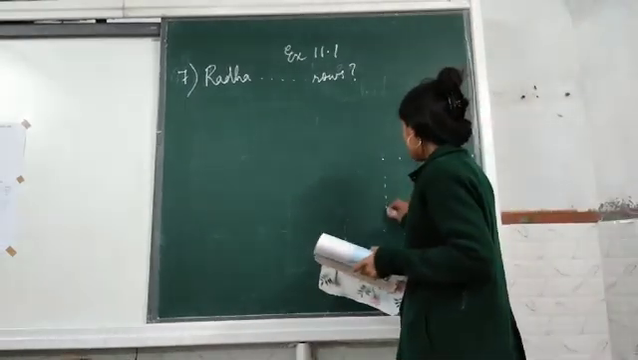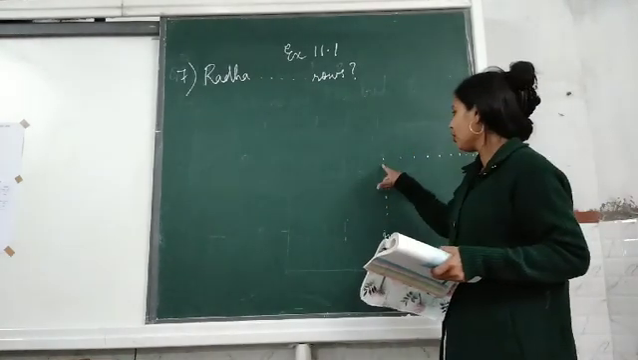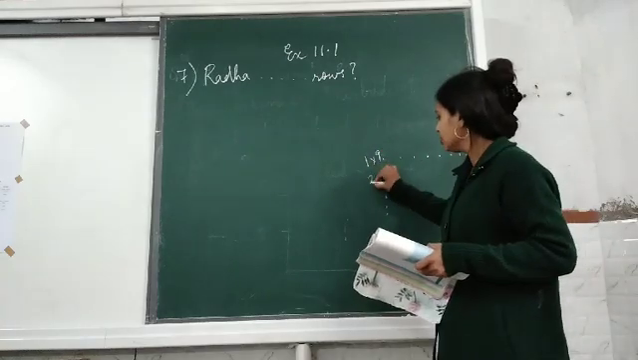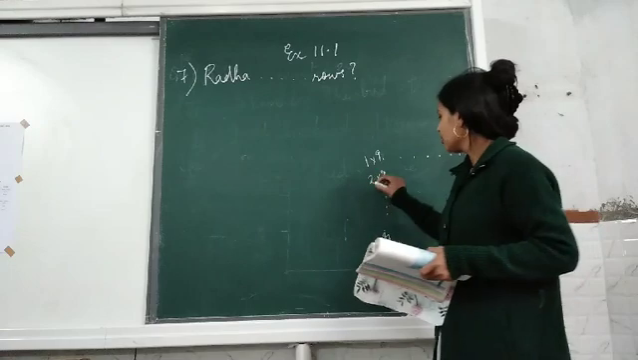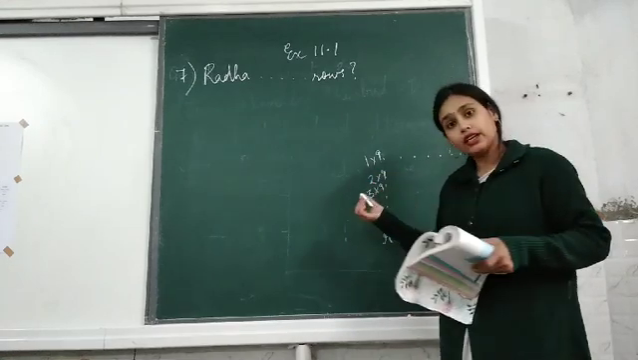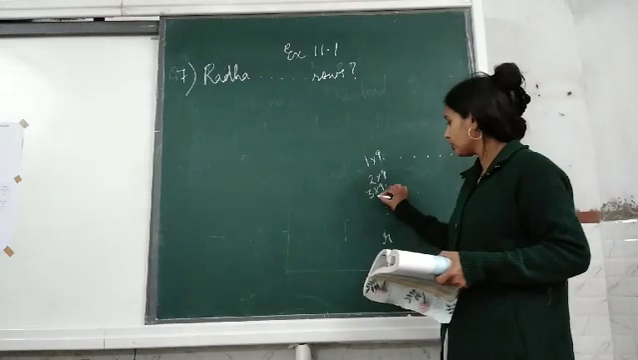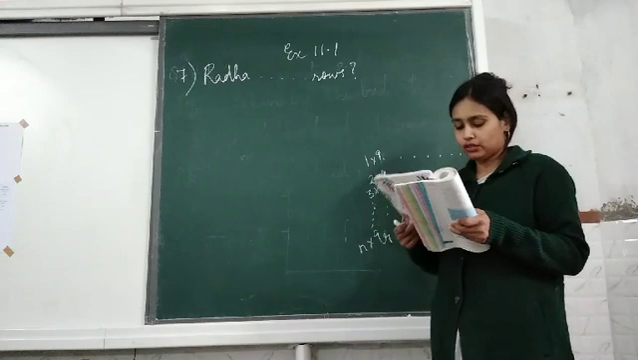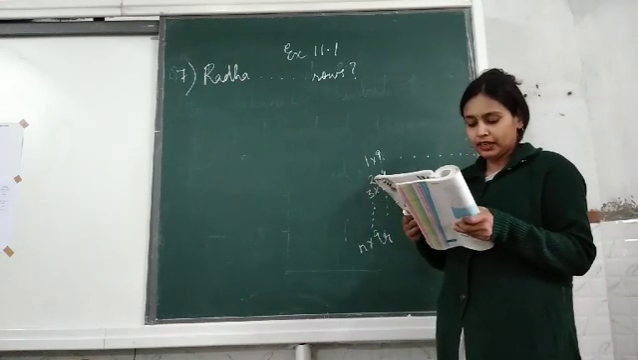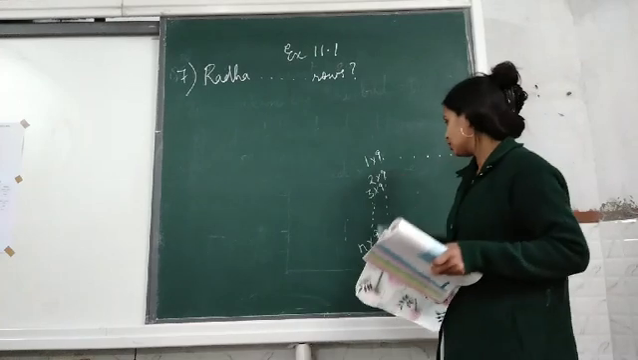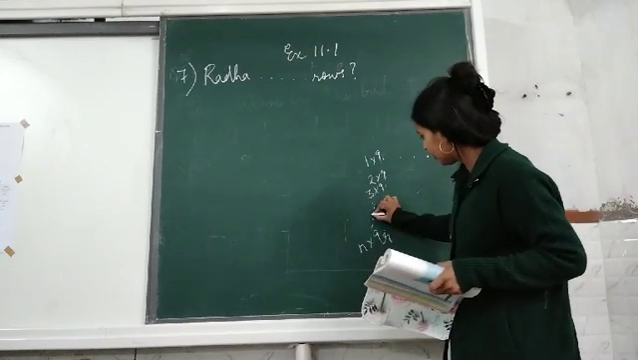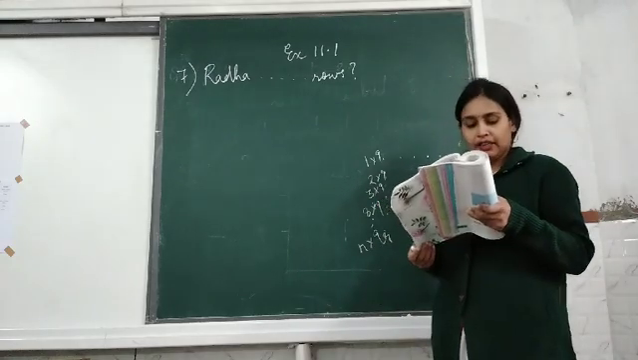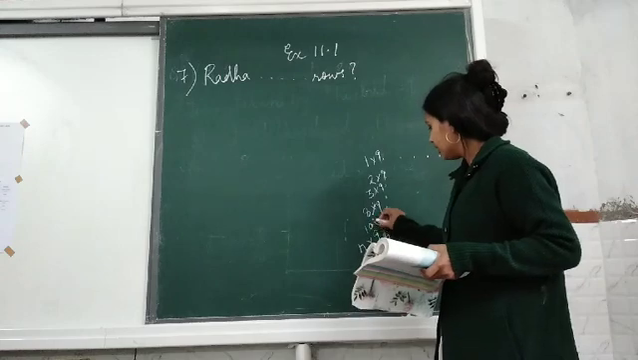If the number of rows is R. So 1 row, 9 dots. 2 rows, 2 into 9 dots. 3 rows, 3 into 9 dots. 4 rows, 4 into 9 dots. Similarly, R rows, R into 9 dots. How many dots are there if there are 8 rows? Suppose the 8th row is here. So 8 into 9. And if there are 10 rows, then 10 into 9.